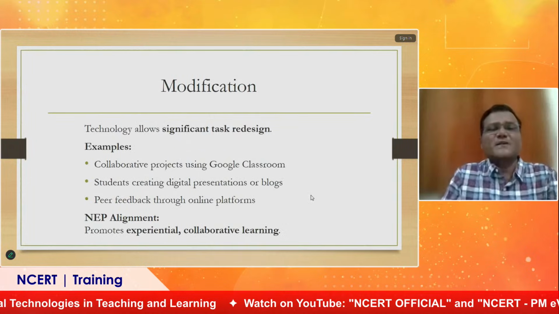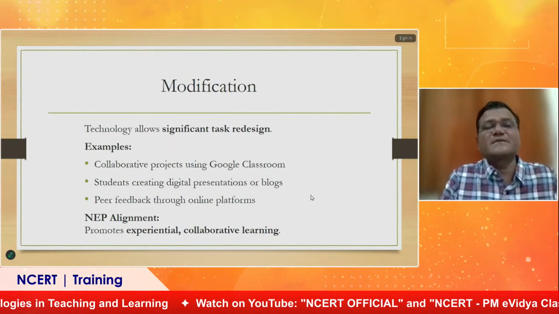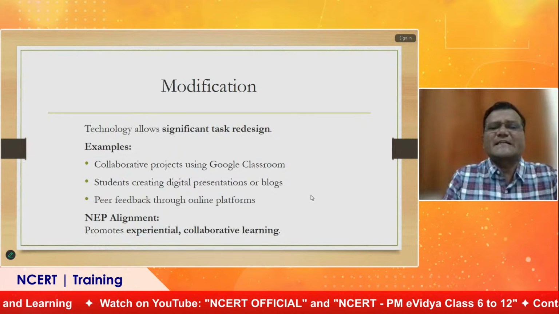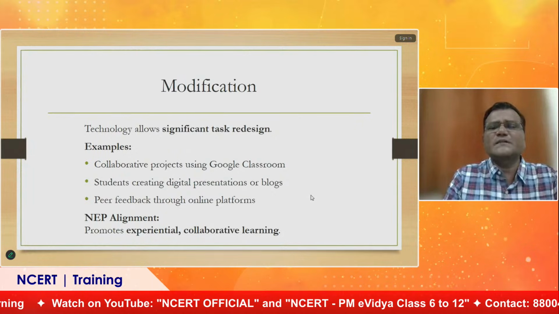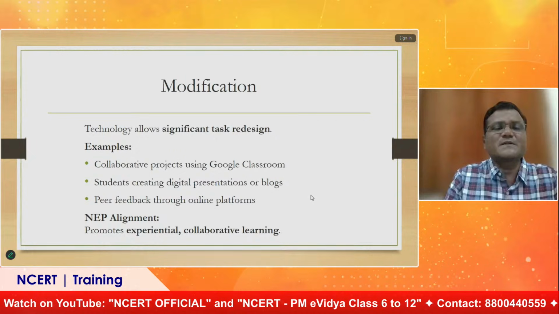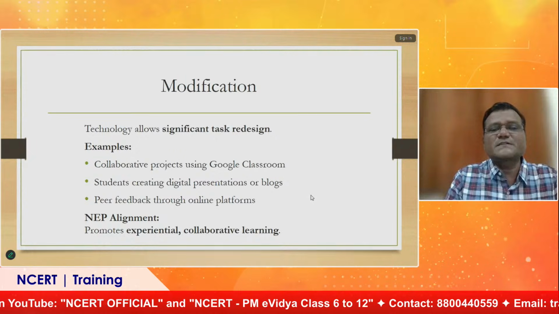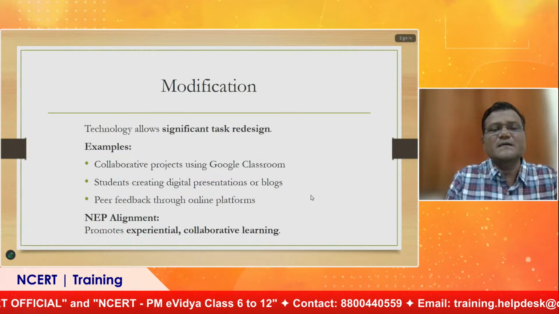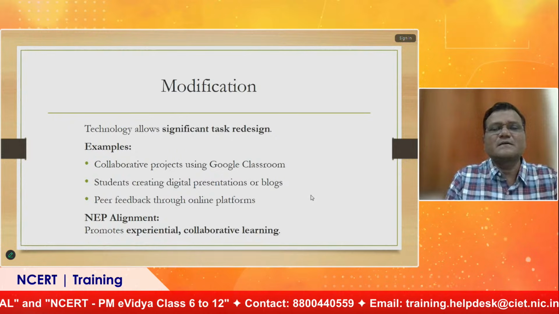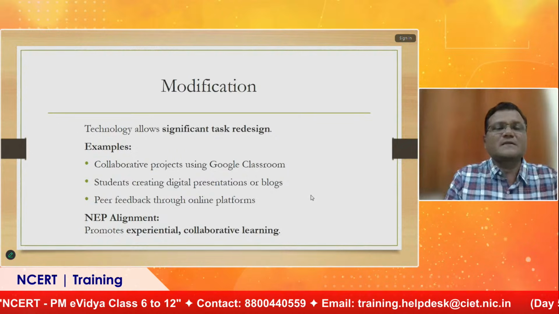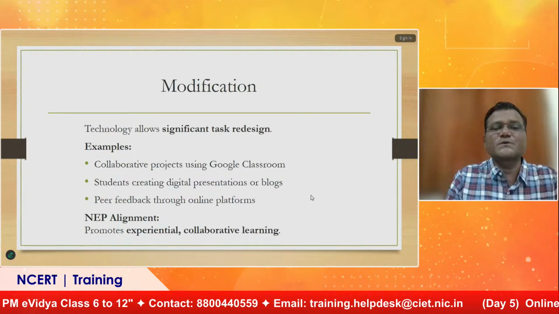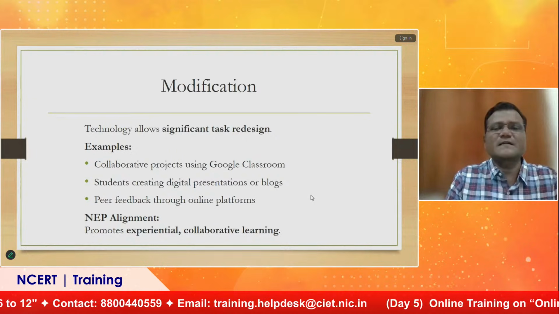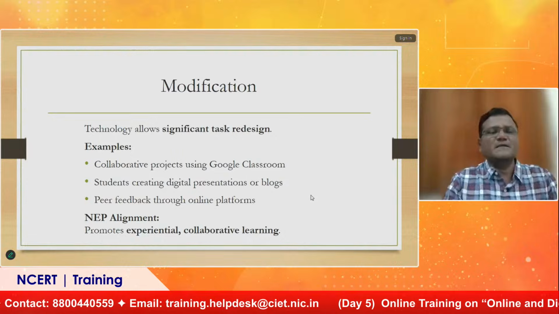Now third one, modification. That is the third level in the SAMR model. Technology allows significant task redesign. It allows us to redesign the task. For example, collaborative projects using Google Classroom, where students can come together and work on a single project. And in collaboration, they will improve the quality of that particular project. They will gain insight, they will understand the topic in a very good manner.